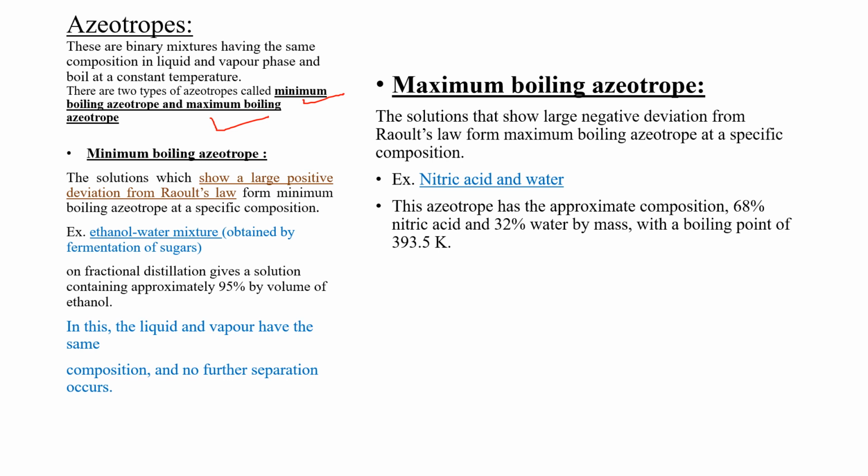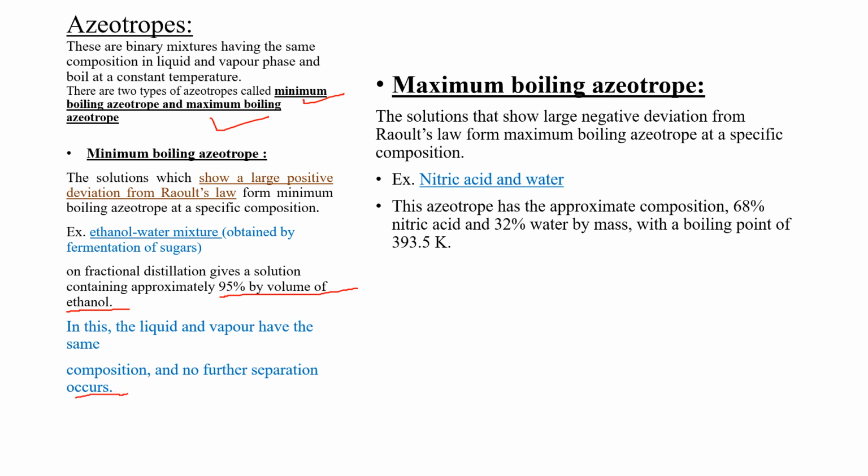An example for such type of mixtures is the ethanol and water mixture, which is generally obtained by fermentation of sugars. Fractional distillation gives a solution containing approximately 95% by volume of ethanol. In this, the liquid and vapor have the same composition and no further separation occurs.